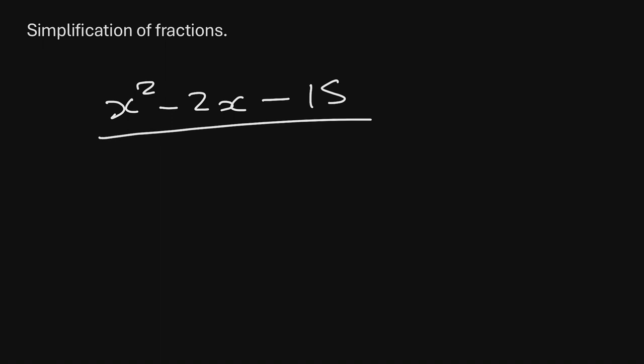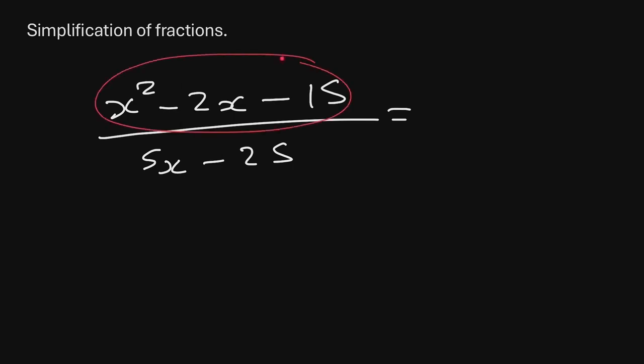So if we have x squared minus 2x minus 15, all divided by 5x minus 25. Can you please pause and try the problem? So what we are going to do is that we are going to look if we can factorize at the top. So now looking at the top, we just have a trinomial, and this trinomial can be factorized.